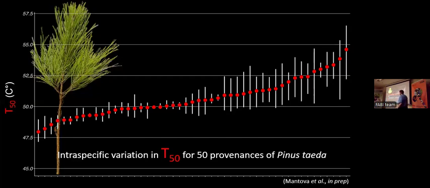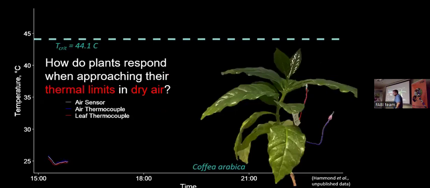I already told you there's intraspecific variation in loblolly pine in these temperatures. So this is just showing the first 50 provenances that could vary more than 6 degrees C. And so one of the things we need to know is, is this the kind of trait that can help us make predictions? The first thing to say about that is you need to know something about how plants respond when they encounter their thermal limits in dry air.